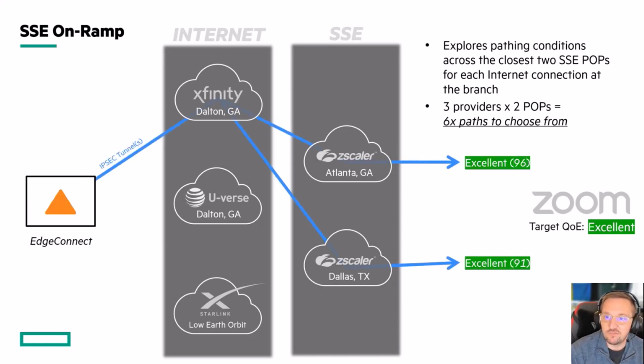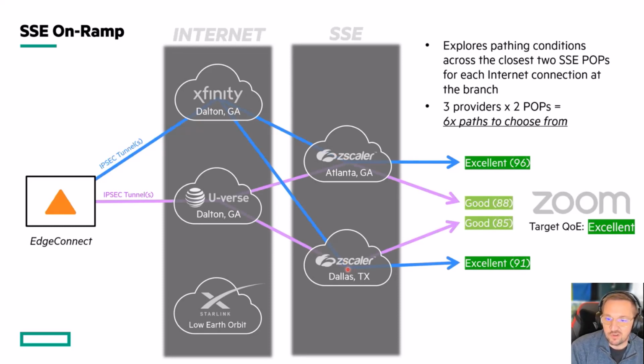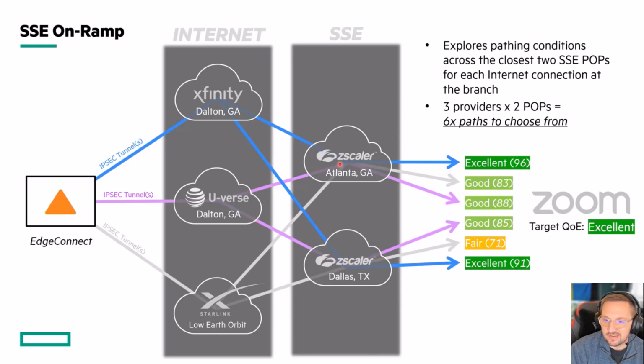In each SSE case, you'll get 2 pops from the SSE at least. If you orchestrate Zscaler, or if you do access service orchestration, you'll see that there'll be 2 different IPsec tunnels from each one of your WAN side providers. So you'll have 2 tunnels going through Xfinity to Zscaler Atlanta and Zscaler Dallas. We'll have 2 more tunnels going through our UVerse connection to Atlanta and Dallas, and then we'll have another pair of tunnels going through Starlink to Atlanta and Dallas.